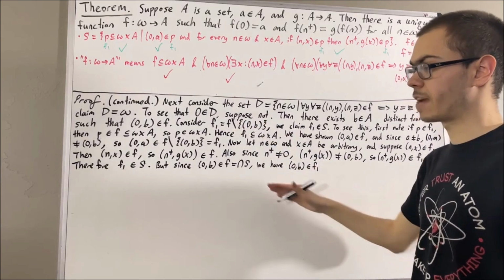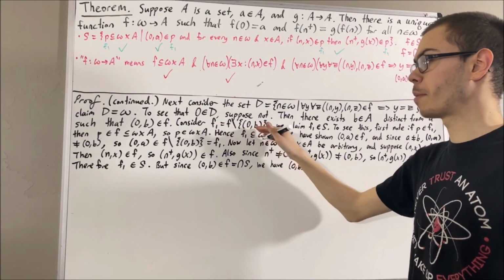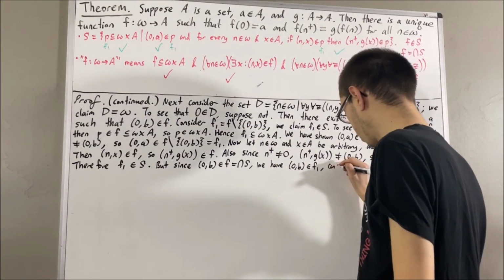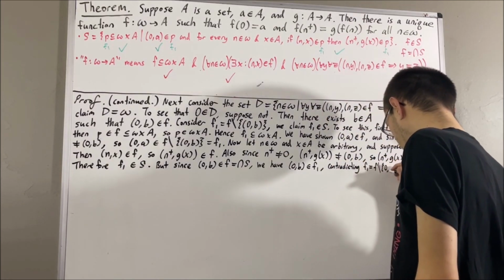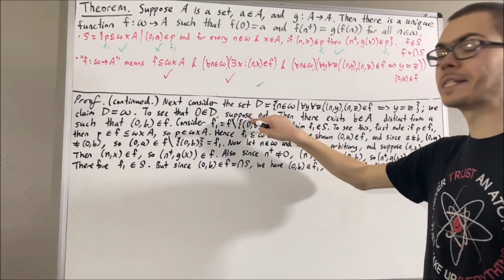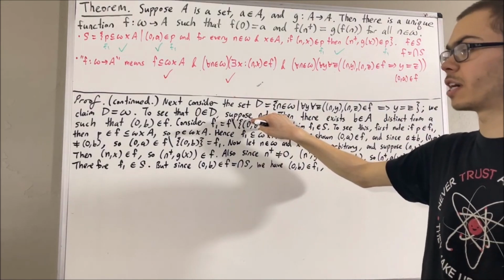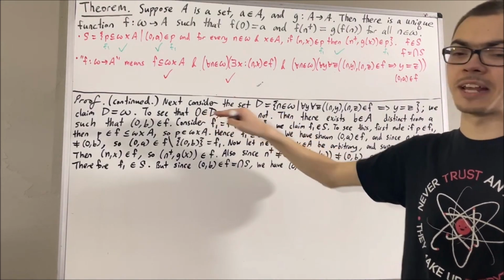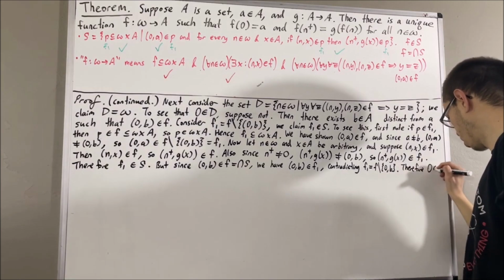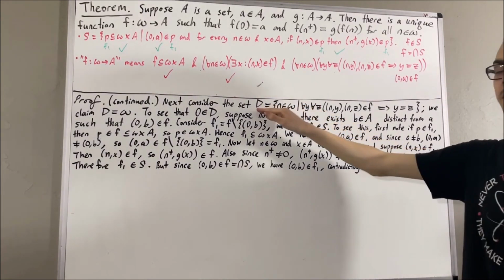But that contradicts the fact that F1 has 0, b removed from it. Our assumption that 0 is not an element of D leads to a contradiction, so we must instead have 0 is an element of D. So we've shown that 0 is an element of D.